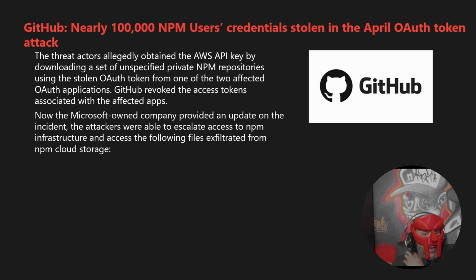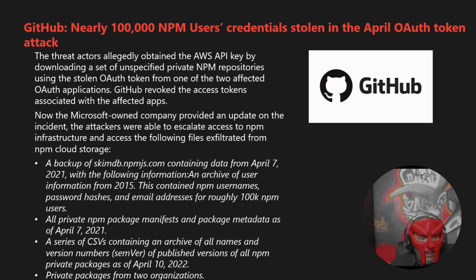The attackers were able to escalate access to NPM infrastructure and access the following files exfiltrated from NPM storage. A backup of skimdb.npmjs.com containing data from April 17, 2021 with the following information: an archive of user information from 2015. This contained NPM usernames, password hashes, and email addresses for roughly 100,000 NPM users. All private NPM package manifests and package metadata as of April 7, 2021. A series of CSVs containing an archive of all names and version numbers of published versions of all NPM private packages as of April 10, 2022. Private packages from 2 organizations.